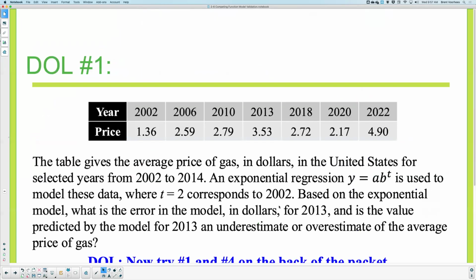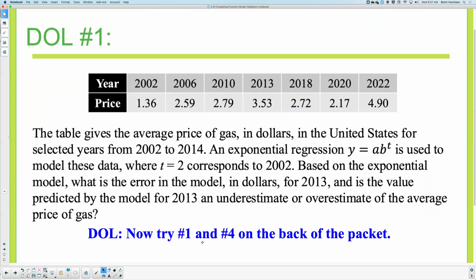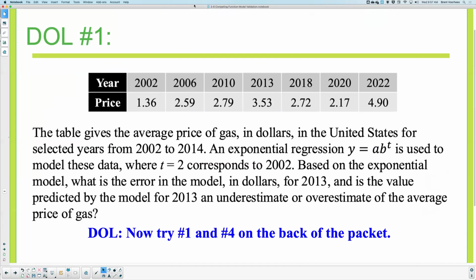Now, we've gone through a whole bunch of problems. I've got two for you to try. I want you to try number 1, followed by number 4 on the back of the packet, okay? DOL number 1.